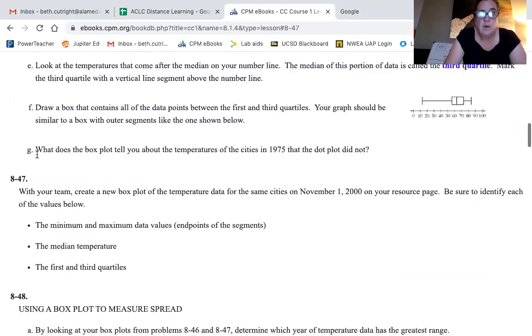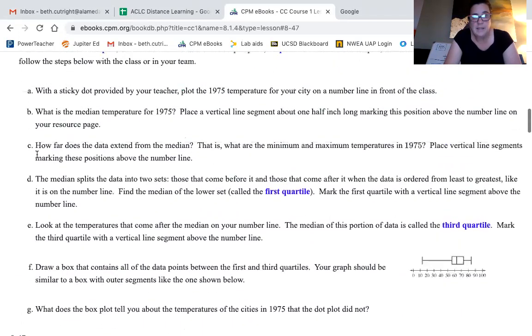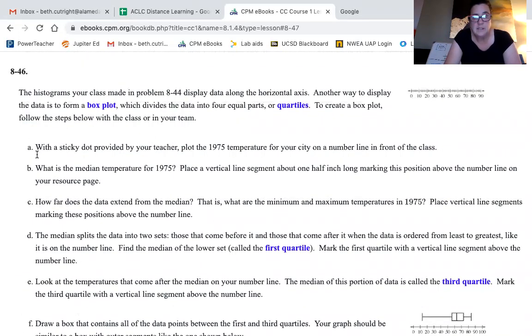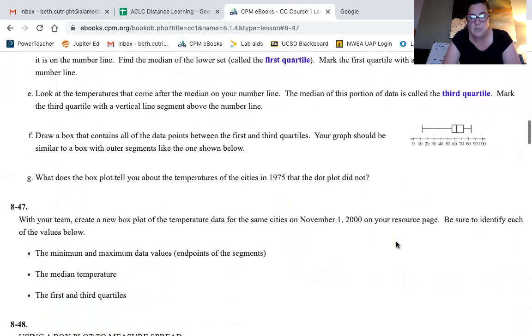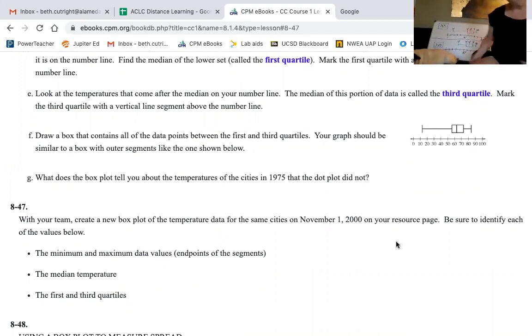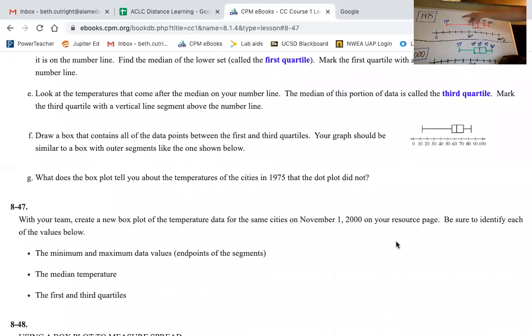So the very first one, 1975, was the one they showed you. And then 2000, you were supposed to make up on your own, I believe. I have them right here on my whiteboard. Okay, so the top one, hopefully you can see it, is 1975.